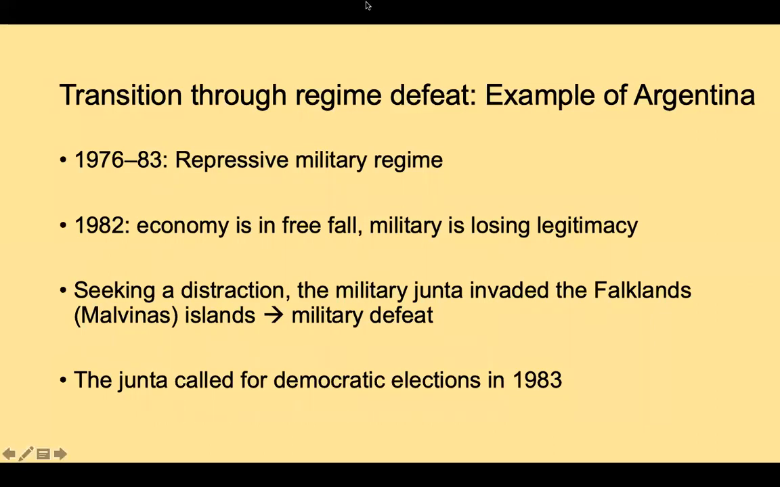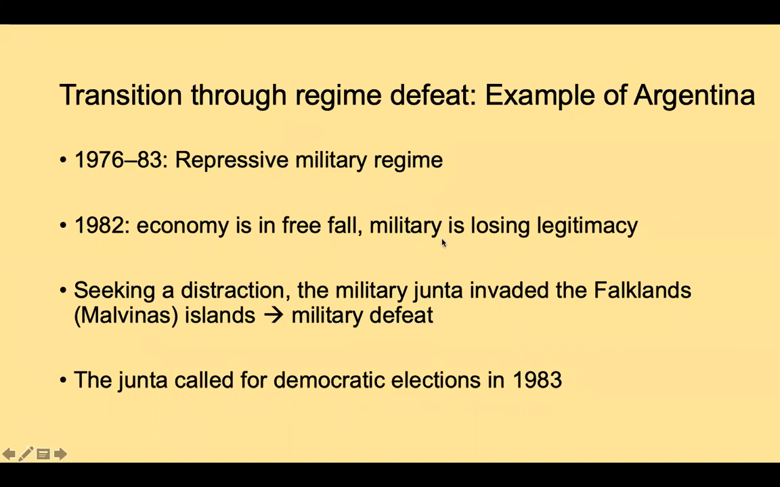And this sequence of events helps to illustrate the nature of a transition through regime defeat so vividly, precisely because the regime itself tried to start a war for the purpose of giving itself a reason to stay in power, but lost so mercilessly that they had to immediately scurry back to the barracks. And so this type of transition is the most interesting one from the perspective of the kind of spectacle.